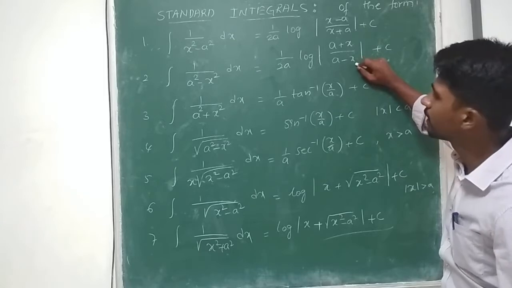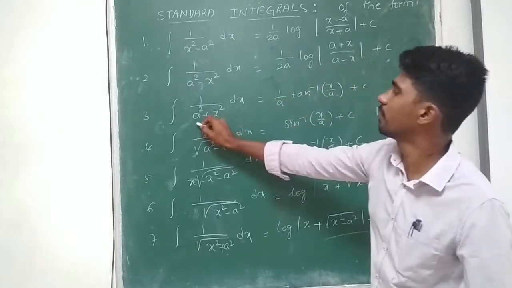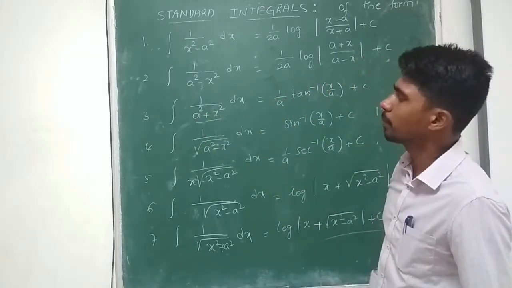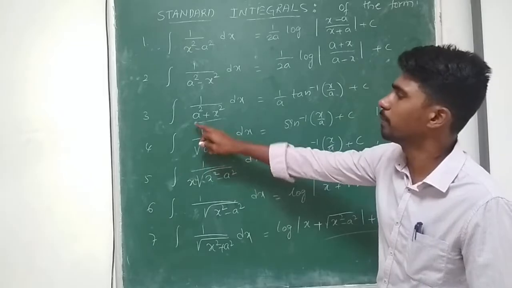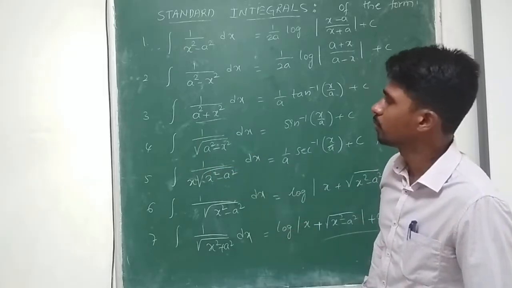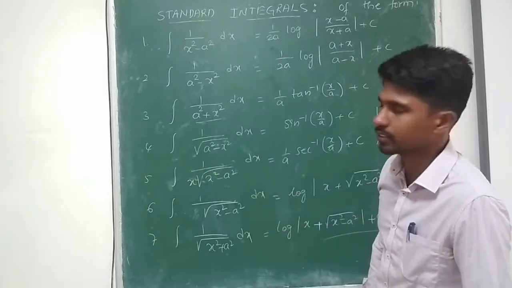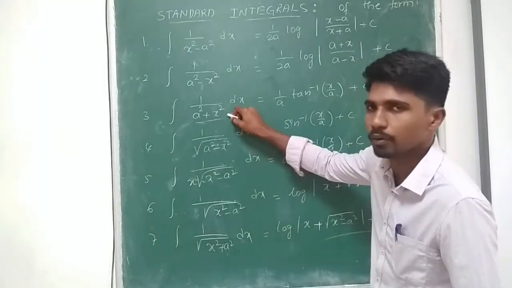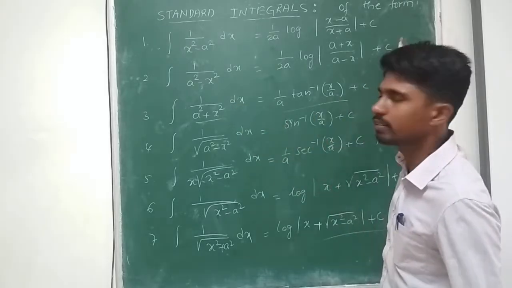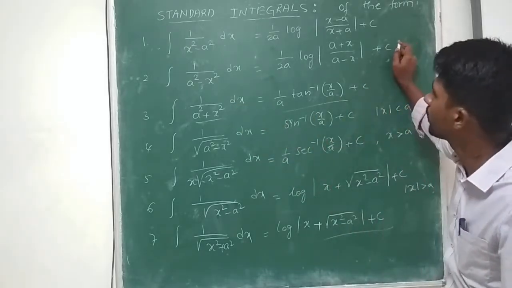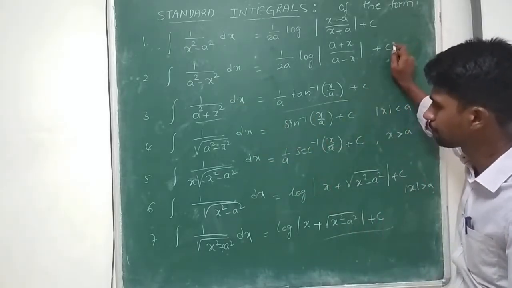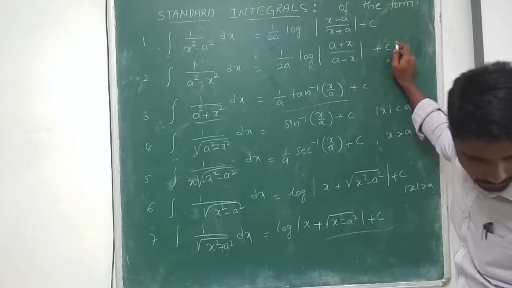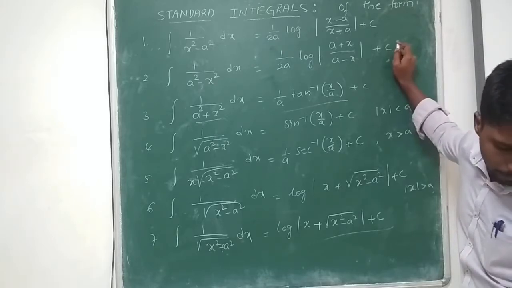Later, you see this one, it is in the form 1 by 1 plus x square, like if you place the value as 1, which is the derivative of tan inverse x. So if I compare in that particular form, I can remember easily, which is nothing but equal to 1 by a tan inverse of x by a. 1 by a tan inverse of x by a.